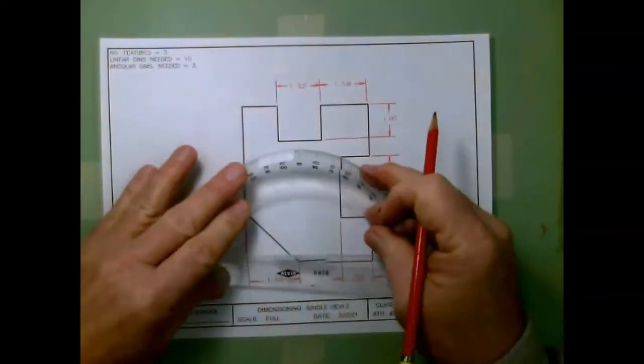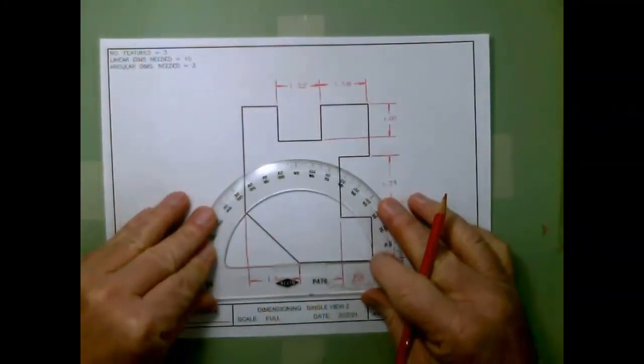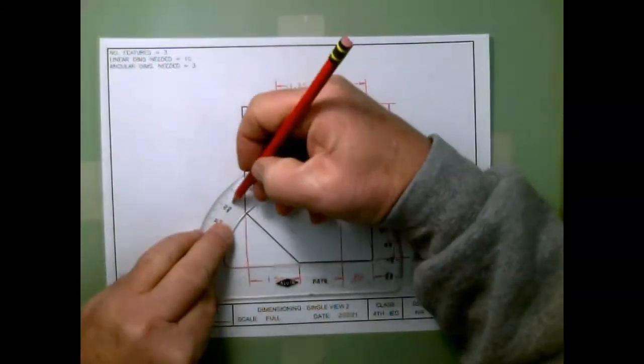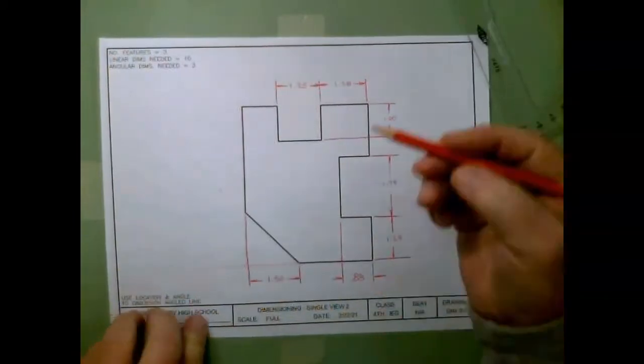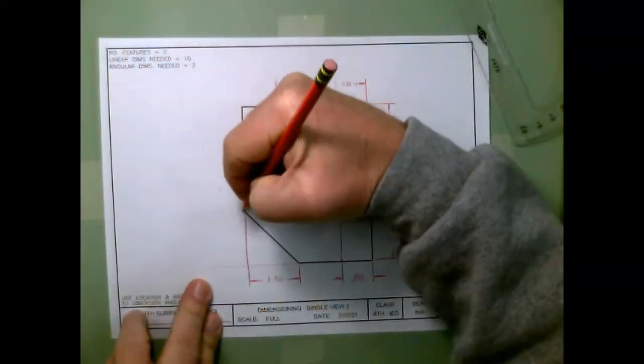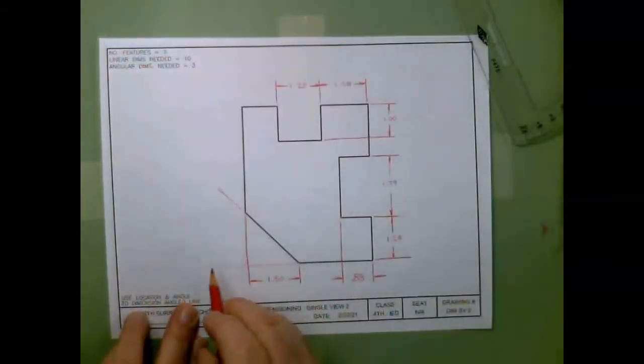And then what we want to do is we want to measure our angle. So we're going to put it on the middle point. We're going to line up here, line up with our line, and it hits right at 45, okay? So it's a 45-degree angle. So how are we going to draw that? Well, we would extend this line out, okay? This line would extend out.